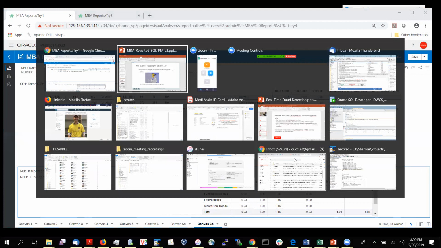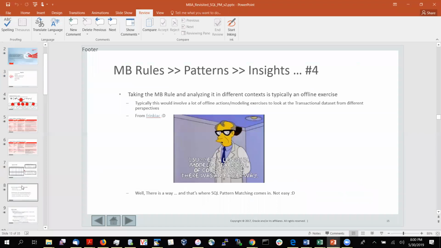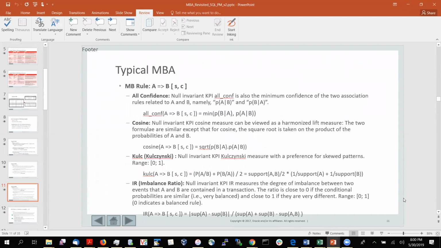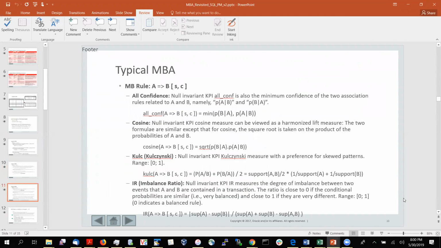And just one more point. Essentially, I go from the typical market basket analysis with support and confidence. From there, we have a lot of other rules and a lot of other KPIs which are possible, which help in certain conditions. Some of them exhibit a useful property called null invariant KPIs, whereby you can reduce the data set under consideration to ignore the null transactions.